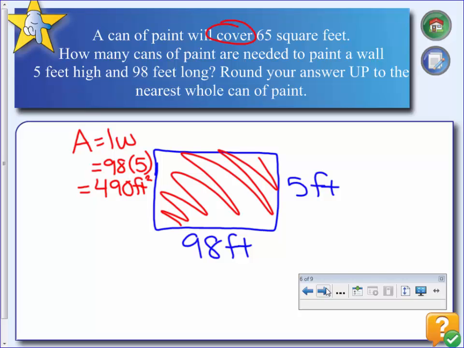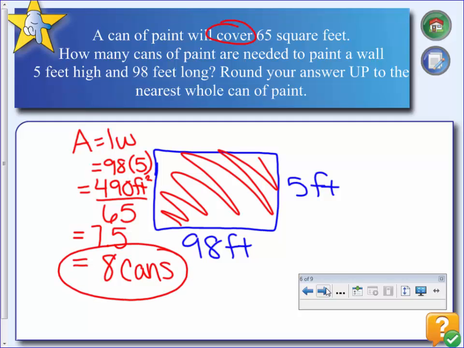But the question says how many cans of paint are needed? Well, it tells us that there are 65 square feet that you can cover with 1 can. So what we're going to do is take that number and divide by 65 to figure out exactly how many cans of paint we're going to use. Well, when you plug it into your calculator, you're going to be getting a number that's a decimal, about 7.5. Well, you can't buy 7.5 cans of paint. You have to round up because you need to at least have enough to cover that 0.5. So our final answer is 8 cans of paint, is what you're going to have to buy to cover that wall with paint.